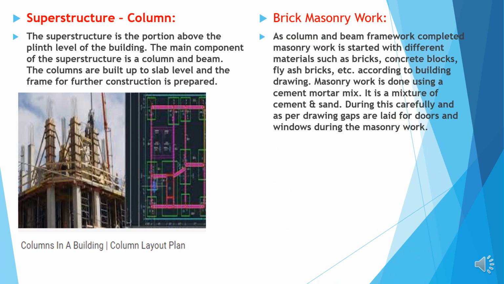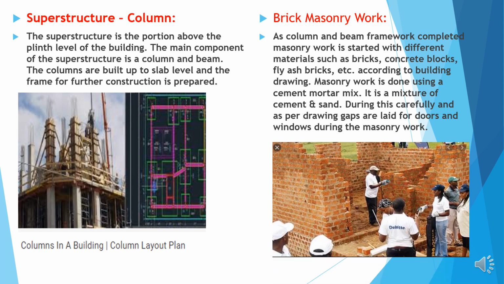Brick masonry work. As column and beam work is completed, masonry work is started with different materials such as bricks, concrete blocks, fly ash bricks, etc., according to the building drawing. Masonry work is done using a cement mortar mix, which is a mixture of cement and sand. During this, carefully and as per drawing, gaps are left for doors and windows during the masonry work. This is an image of how to carry out the brick masonry.